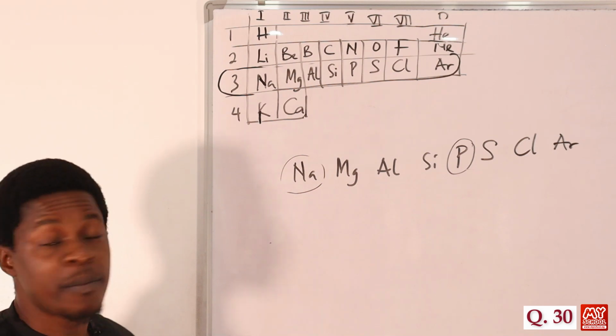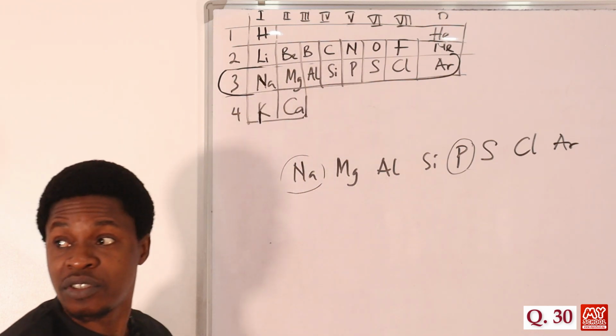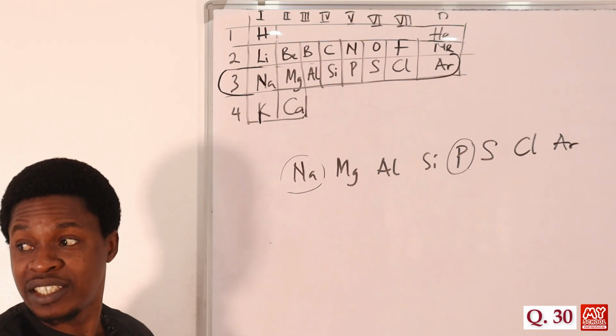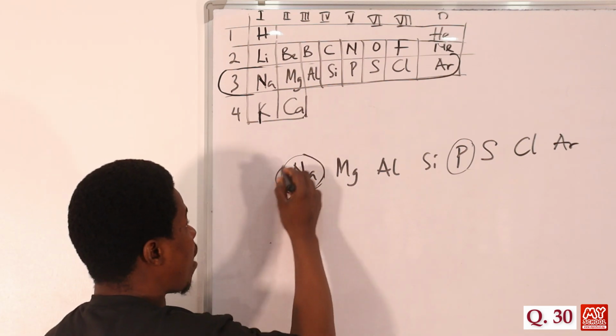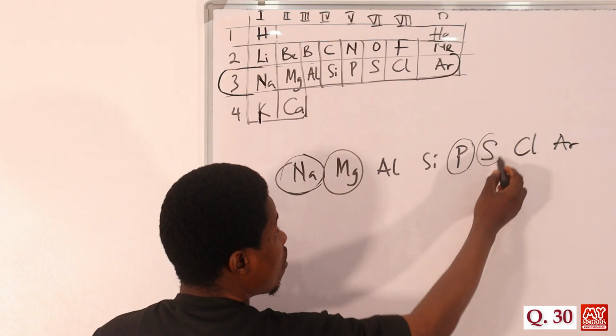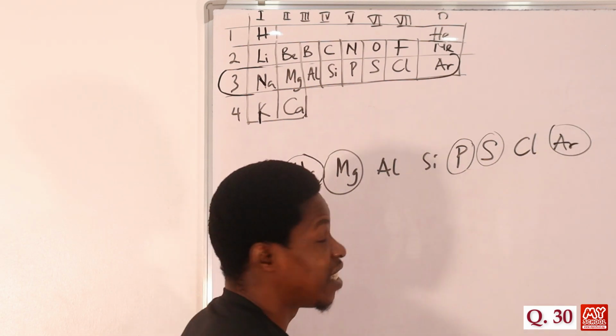That is boron, carbon, nitrogen. Of course, that is period 2. So which means option C is also very wrong. Option D says sodium, magnesium. Let's see, sodium, yeah, magnesium, sulfur, here is sulfur, and then we have argon, and here is argon. So which means option D is the correct answer.